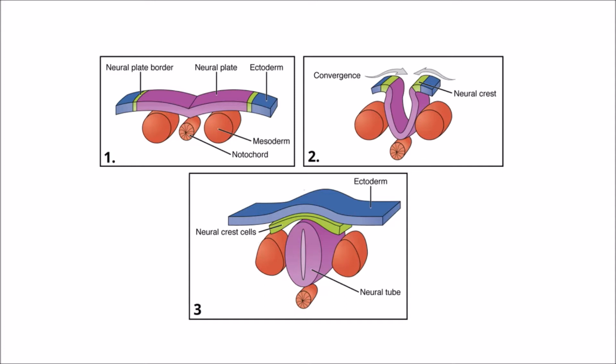Neural crest cells will form the peripheral nervous system, the neural tube will form the central nervous system like the brain and the spinal cord and their structures, and the mesoderm surrounding the notochord will form the vertebral body and all the bony structures of the skull and the vertebra.